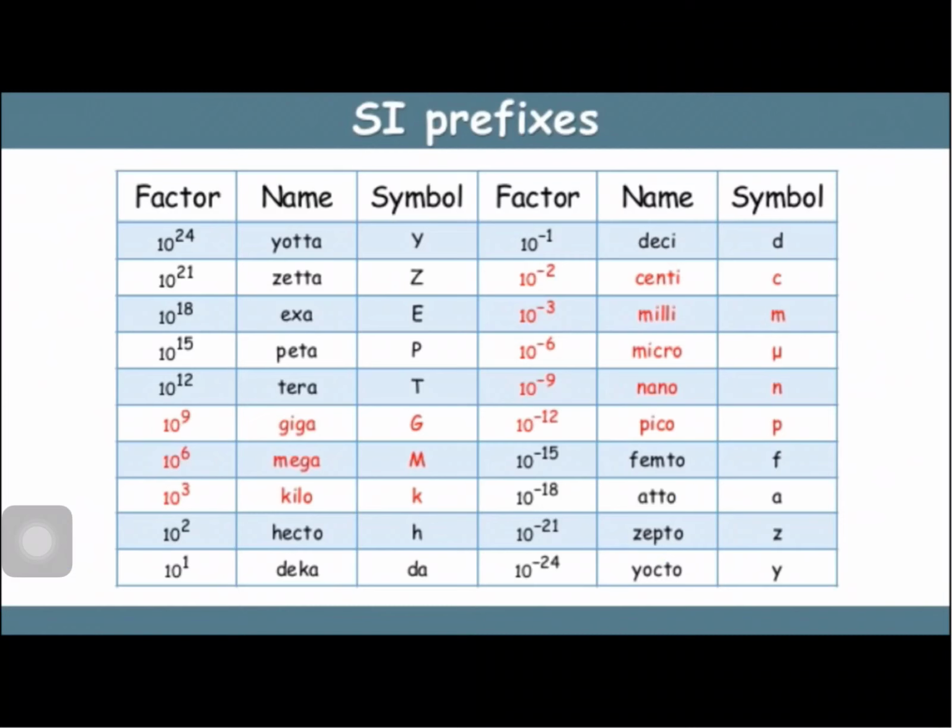The same we can go for the other side. 10 power minus 1 deci, 10 power minus 2 centi, 10 power minus 3 milli, 10 power minus 6 micro, 10 power minus 9 nano, 10 power minus 12 pico, 10 power minus 15 femto, which is also called a Fermi. Fermi is also 10 power minus 15 meter. See, 10 power minus 18 atto, 10 power minus 21 zepto, 10 power minus 24 yocto. This is the way you have to use the prefixes.